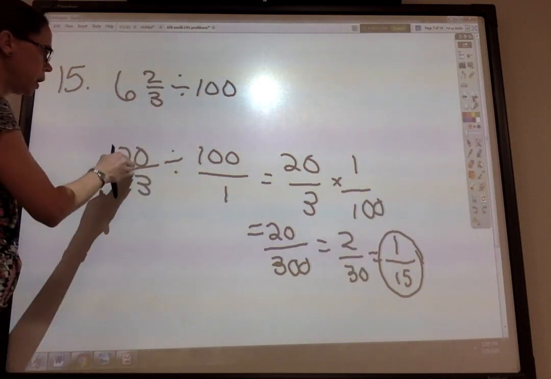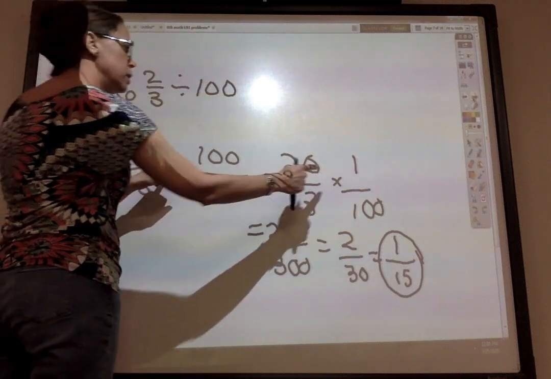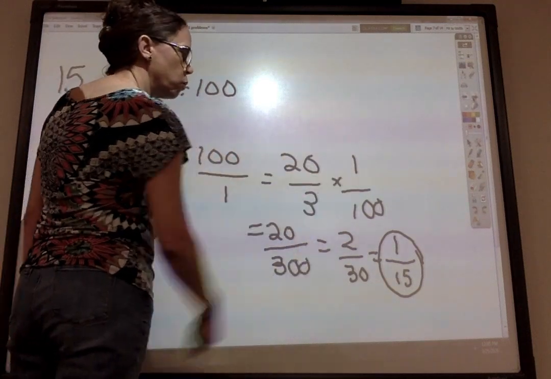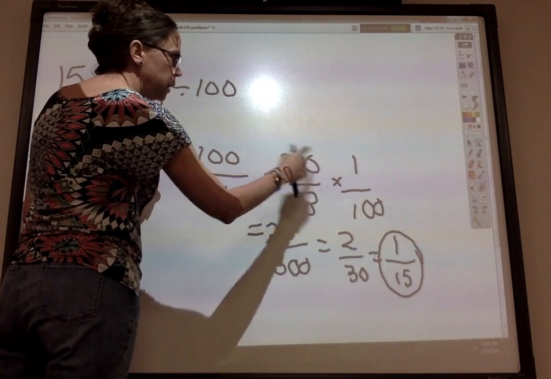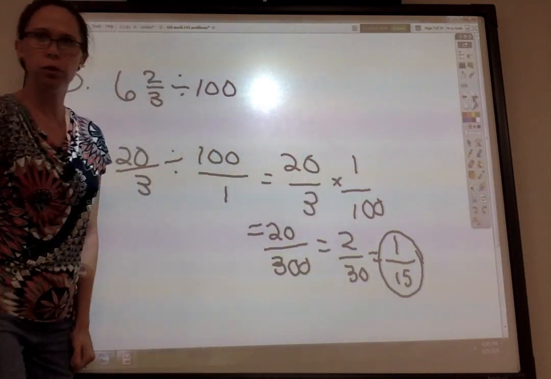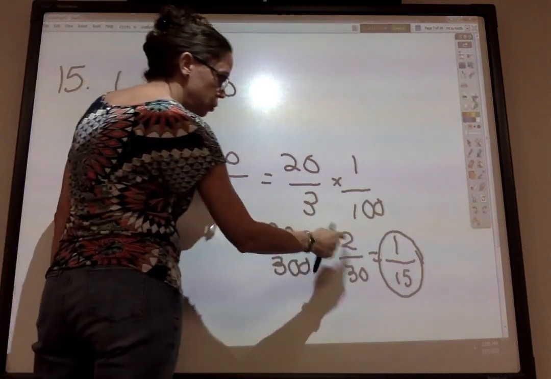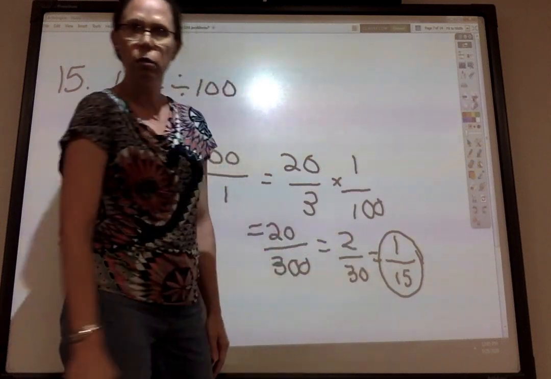Okay, now I have fraction divided by fraction, which means fraction times reciprocal. The reciprocal of 100 is 1 over 100. So then I multiplied. 20 times 1 is 20. 3 times 100 is 300. Then I have to do some reducing. I reduce top and bottom by 10. I get 2 over 30. I reduce them again by 2's, and I get 1/15.